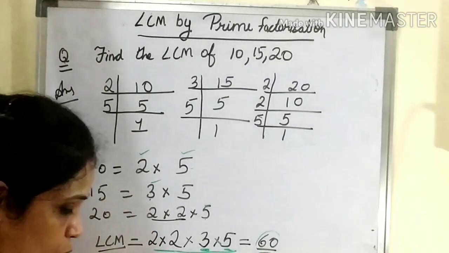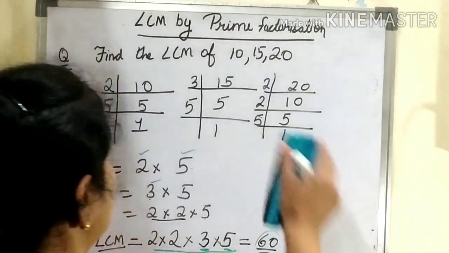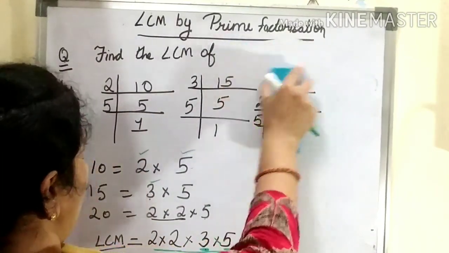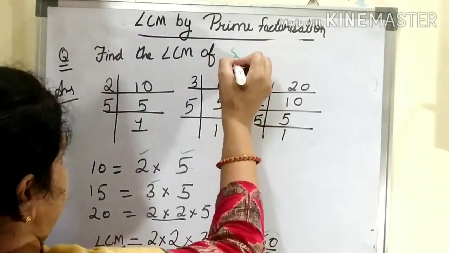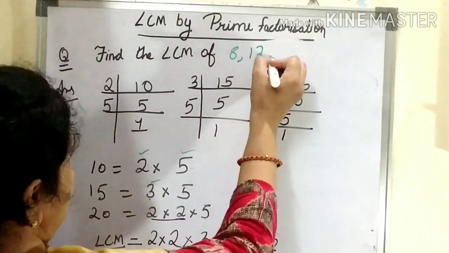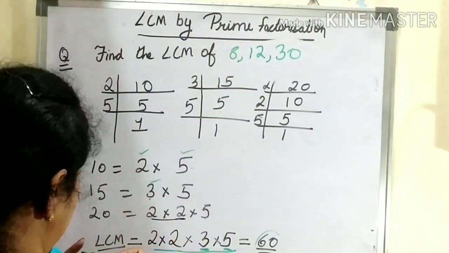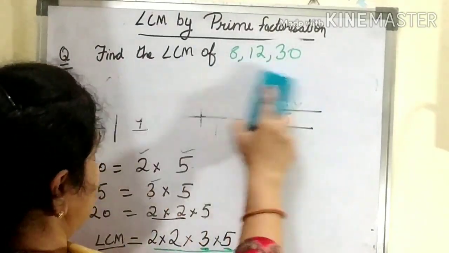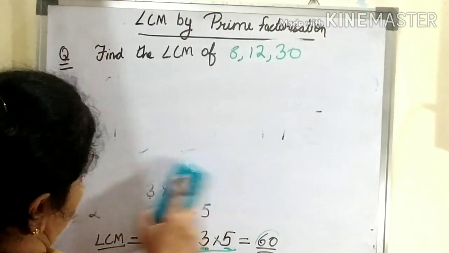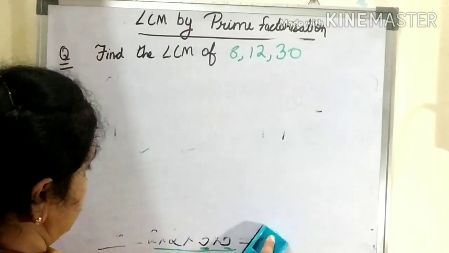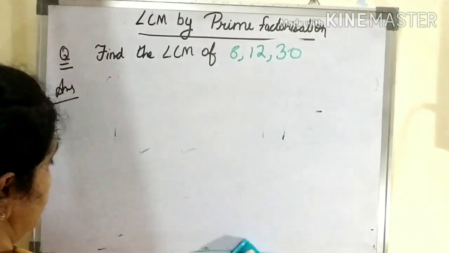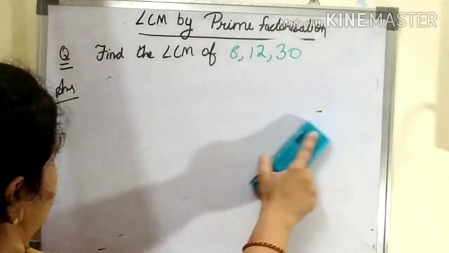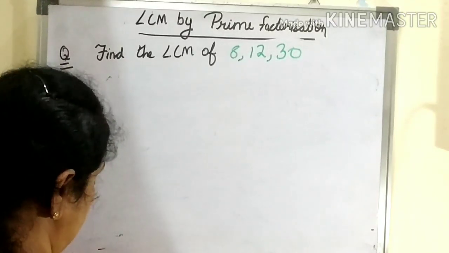One more example I am going to solve. For example, if you have to find the LCM of 8, 12 and 30 by prime factorization, then how are we going to do it? In the same way, first I will find the prime factorization of each and every number.